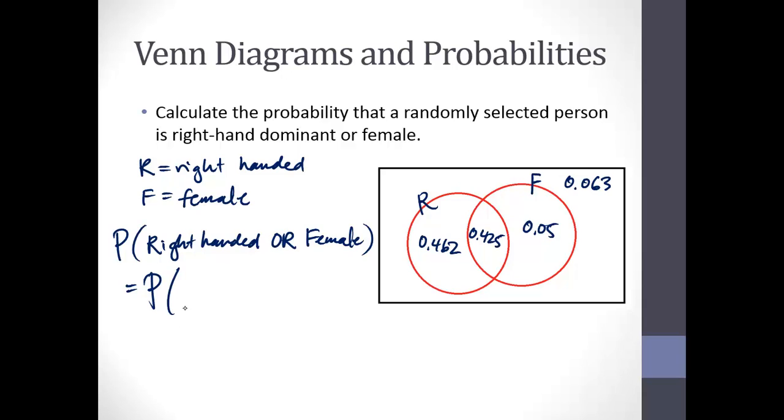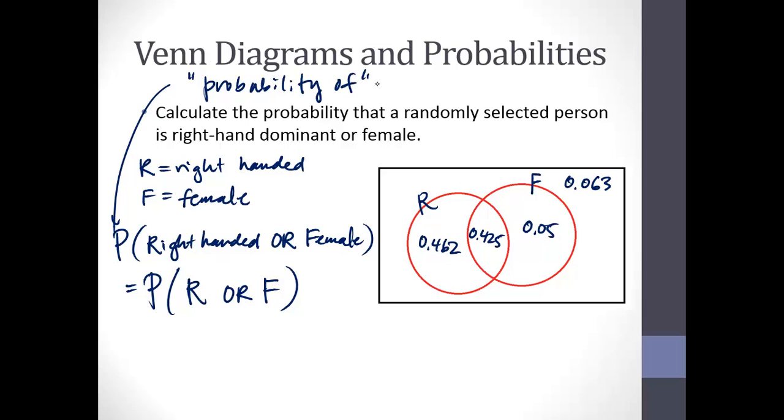which in my notation I'm going to write as P of right-handed or female. And just to remind you, that capital P with the parentheses is our notation for saying the probability of. Inside the parentheses, we put whatever we're interested in. So we want the probability that a randomly selected person is right-hand dominant or female. We can represent that with P, parentheses, R or F. And using the Venn diagram, you can now pretty quickly see the number that we're looking for.